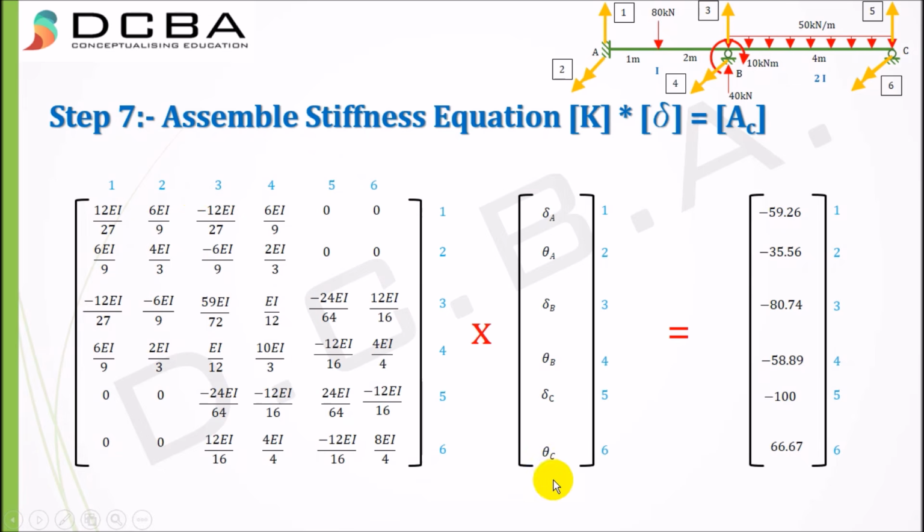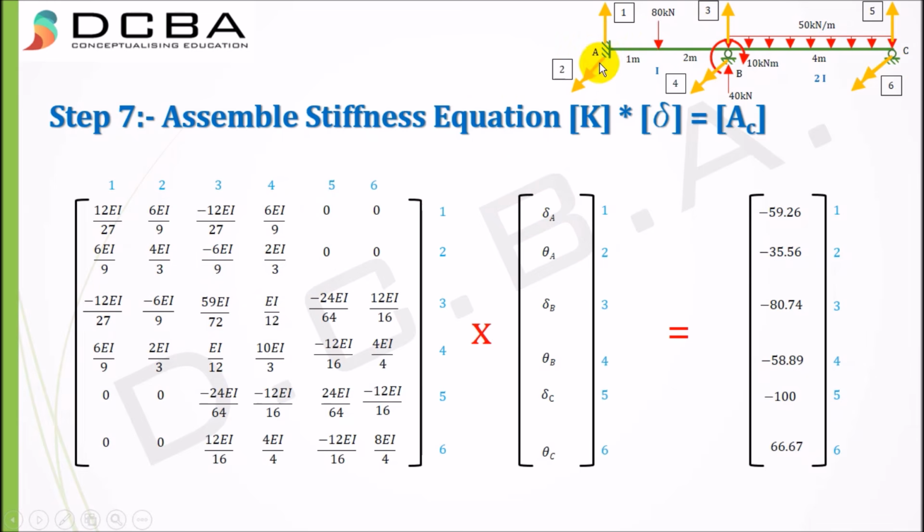This is my deflection matrix, that is the deflection at every joint, delta A, theta A, delta B, theta B, delta C, theta C. Delta A and theta A act at joint A, delta B, theta B for joint B, delta C, theta C for joint C. Okay, and it is equal to my AC matrix that we found previously. Now, this is very important here, that we need to know the conditions of every joint here.